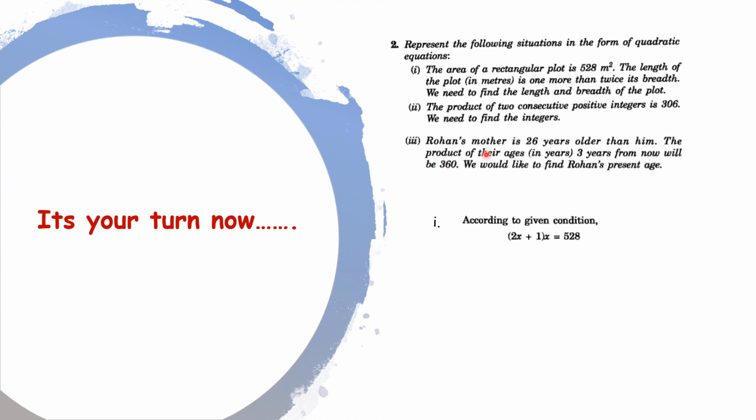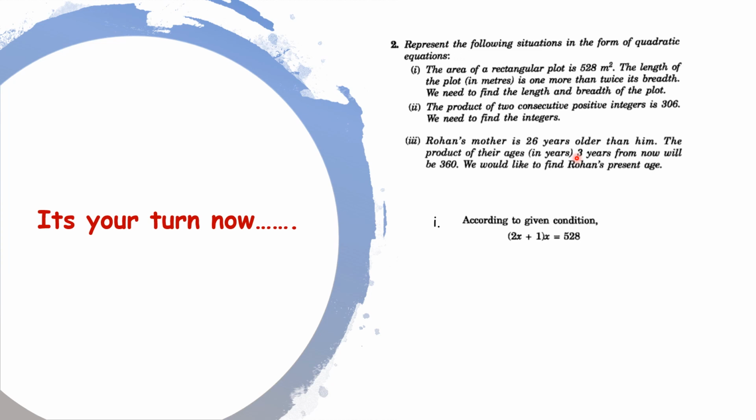And your third question is, Rohan's mother is 26 years older than him. The product of their ages 3 years from now will be 360. We would like to find Rohan's present age. So let us assume Rohan's age as x. So what will be Rohan's mother's age? x plus 26. 3 years from now, that is after 3 years, Rohan's age will be x plus 3. Rohan's mother's age will be x plus 26 plus 3.